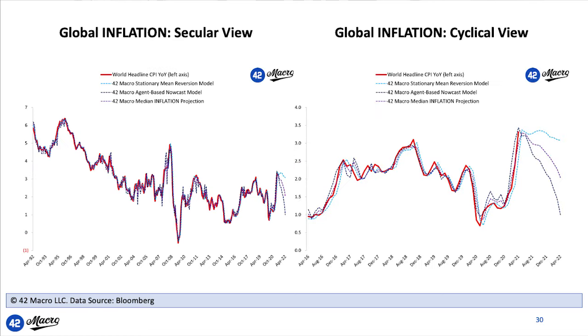On slide 30, global inflation, secular and cyclical view. When you model inflation from a bottom-up perspective, looking at the agent-based nowcast model and the dynamics therein, inflation is likely to peak and roll pretty sharply. But when you look at it from a stationary mean reversion perspective, it could stay cyclically elevated. So I think the global inflation outlook is much more confusing from here. The range of probable outcomes is significantly wider than it is for U.S. inflation. And you have China doing its own thing, and different countries in Europe doing their own thing. So I think that's why you're seeing part of that dispersion.